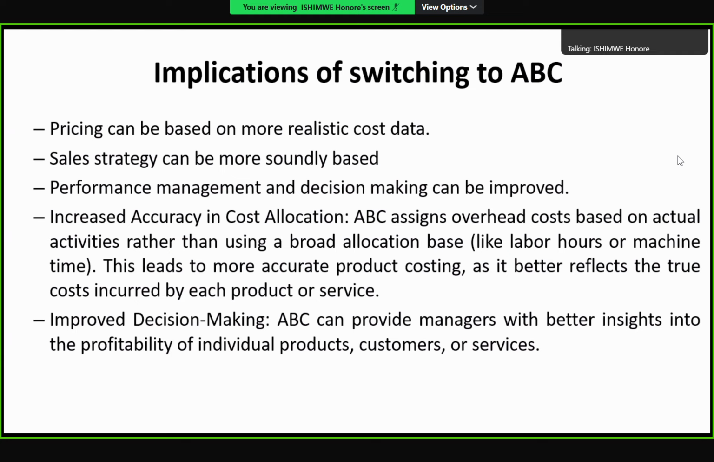Now, let's look at what the implications of switching to ABC are. If we change our costing method and we say, now ABC is good, let's go to ABC, what are the implications of switching to ABC? It's because of the benefits we get from ABC.